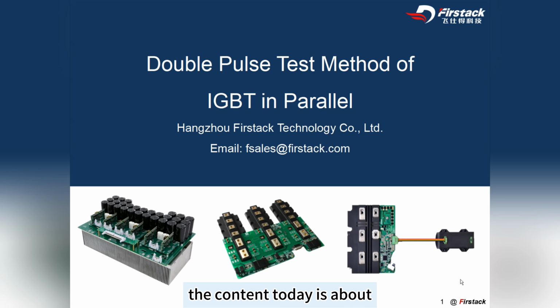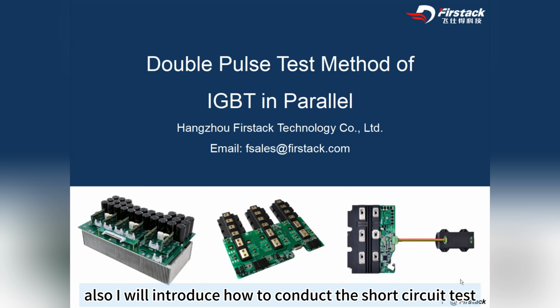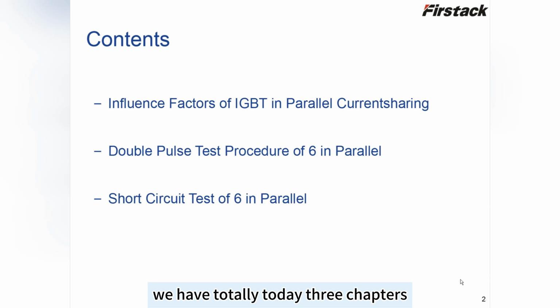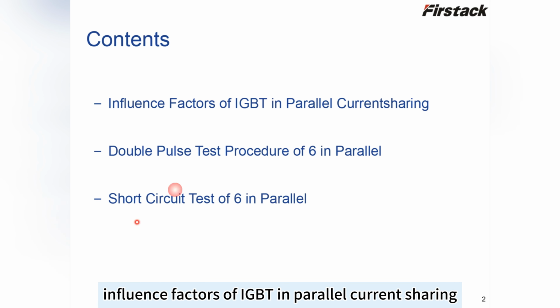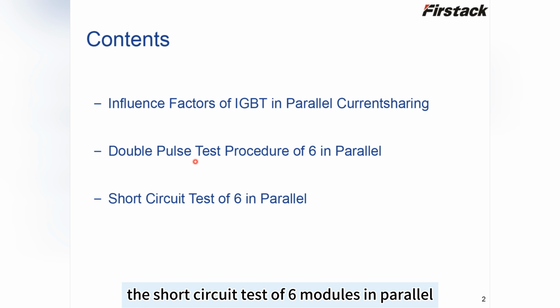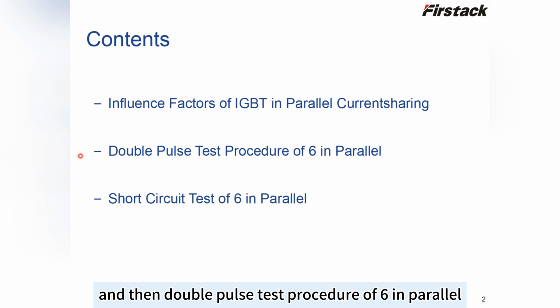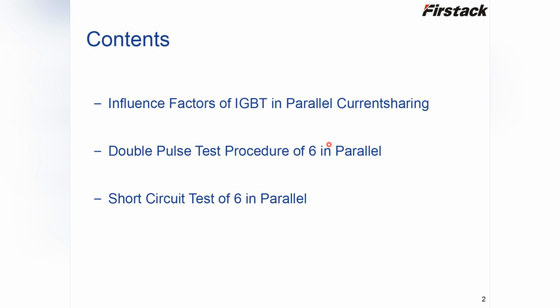The content today is about the double pulse test for parallel operation. Also, I will introduce how to conduct the short circuit test. We have today 3 chapters: influence factors of IGBT in parallel current sharing, the short circuit test of 6 modules in parallel, and then double pulse test procedure of 6 in parallel.